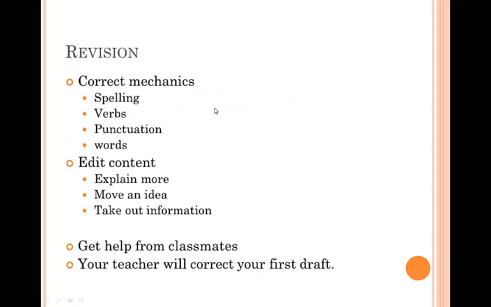And then revision is the next step. There are 2 parts to revision. One part is correcting mechanics, so correcting your spelling, verbs, and other grammar, punctuation, and maybe changing words. Maybe you need to use a different word. The second part of revision is editing the content, and that means your ideas. So maybe you need to explain more, maybe you need to move an idea, maybe you need to take out information. All of this is part of good writing.